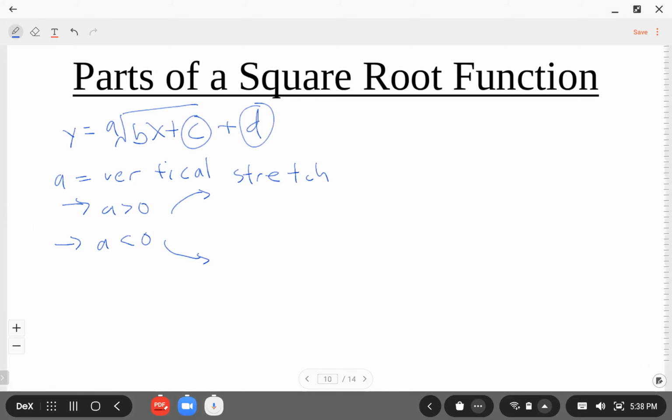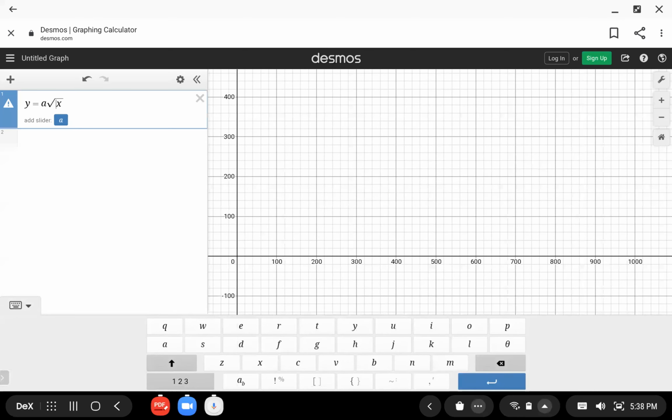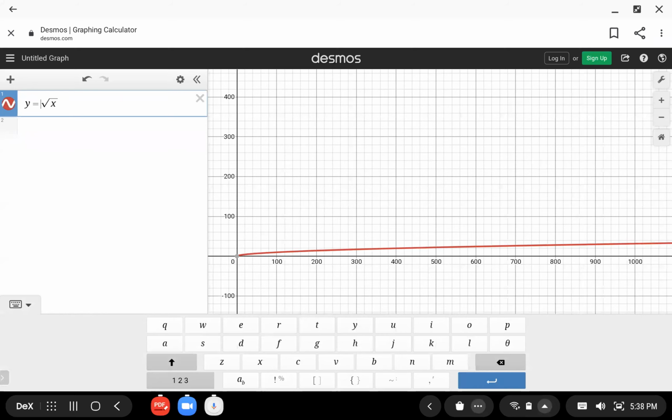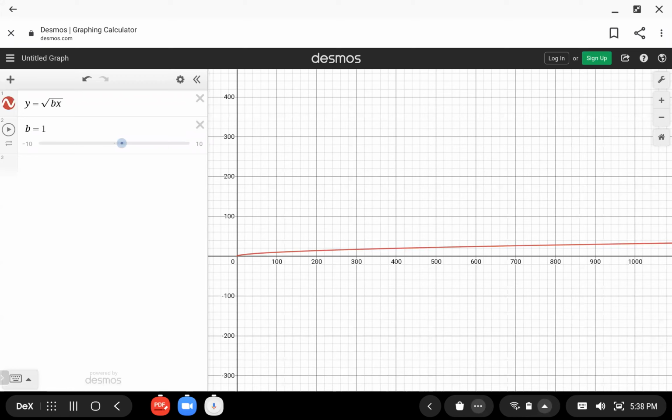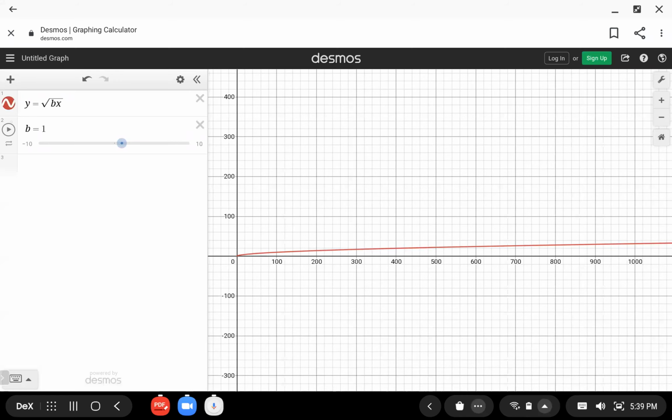So let's look at b. What does b do? Let's add a slider here. So what does b do? Any guesses on what b does? Any guesses? No guesses. That's very sad. So b, what does it do?